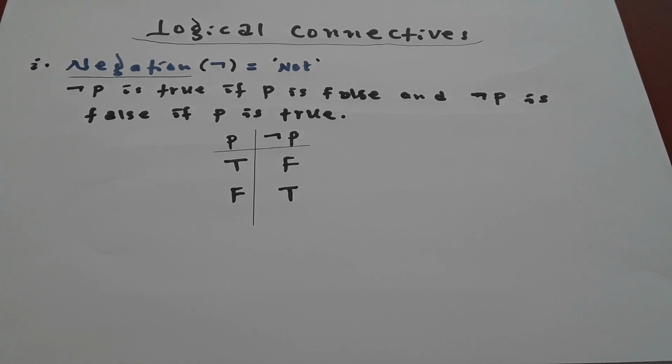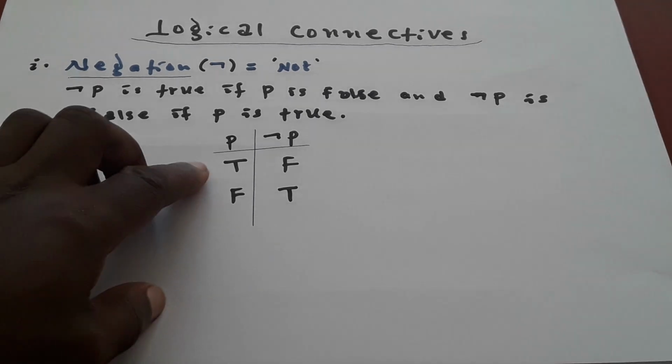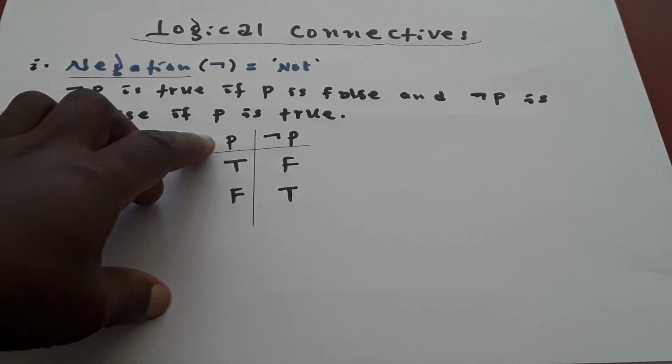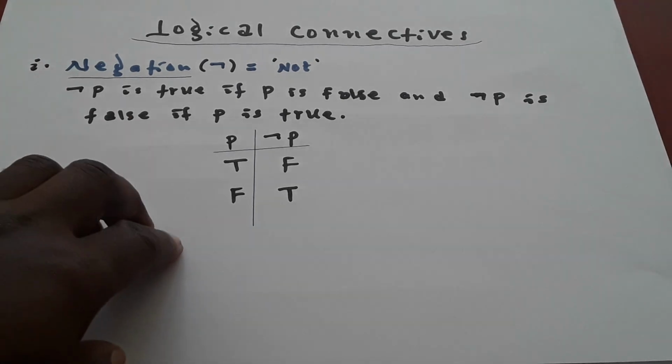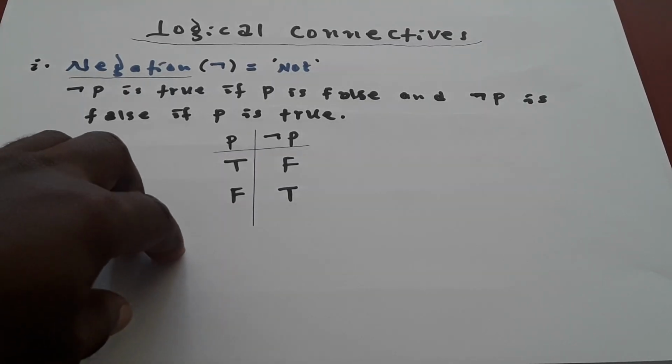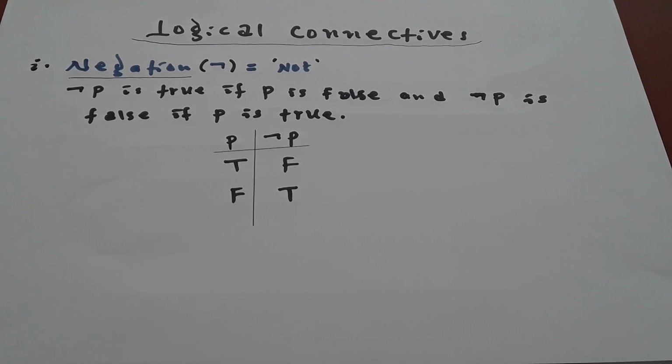But you have to know that for truth tables of propositions, we have four options for two propositions, like we did here. One proposition, two options; two propositions, four options; three propositions, eight options. When constructing the truth table, generally we have two to the power of n possibilities. So if P is true, negation P is false. If P is false, negation P is true.